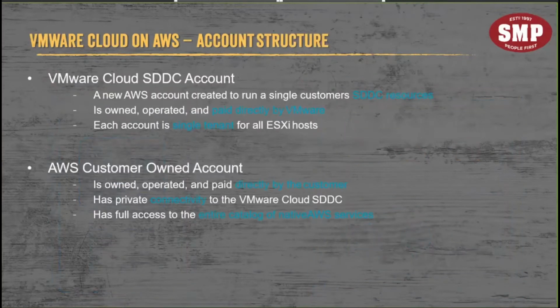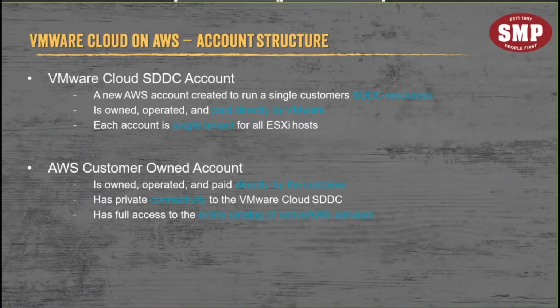So how do the accounts work? You have the VMware Cloud SDDC account, and then there's the AWS customer account. Your SDDC account is what's going to be created when we first do the instantiation of VMC on AWS. This is owned, operated, and paid for by VMware. VMware is the owner. Each account is a single tenant, and you will have no other people inside of that account with you. It's just your account. The AWS account is going to be owned, operated, and paid for by you. You own all of the components of it, and you'll be the one that has to ensure that there's a payment associated with that.